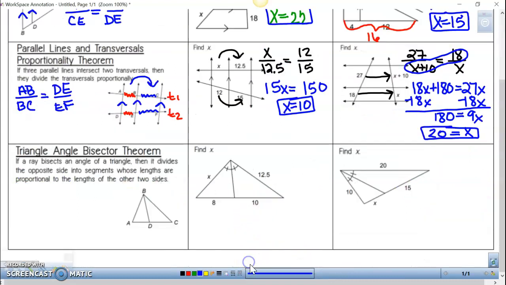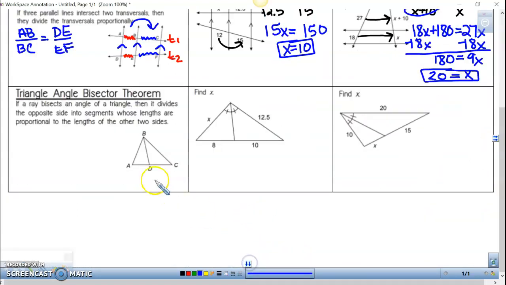Okay. All right, next, the angle bisector theorem. So if a ray bisects an angle, so this angle is being bisected by this ray BD, then it's dividing the opposite side, which is AC, into 2 segments whose lengths are proportional to the lengths of the other 2 sides. I know that's like, what in God's green earth did you just say?